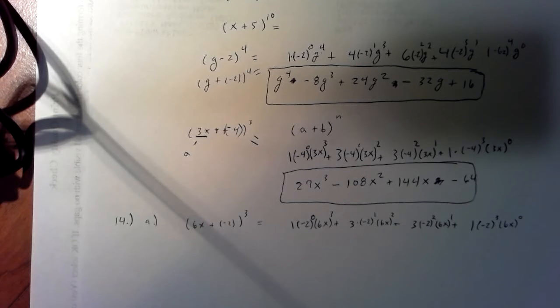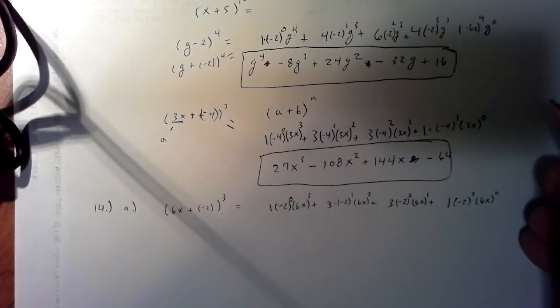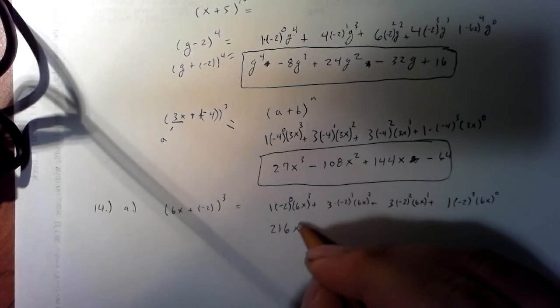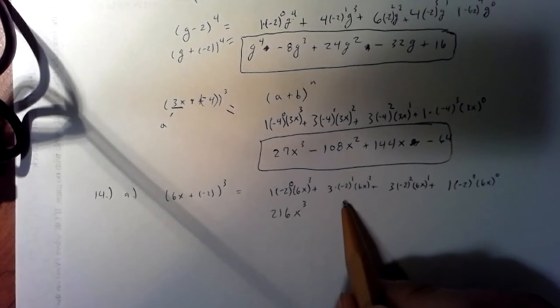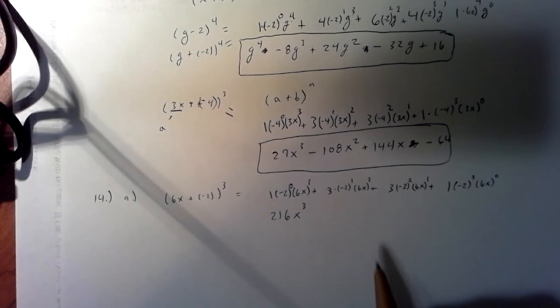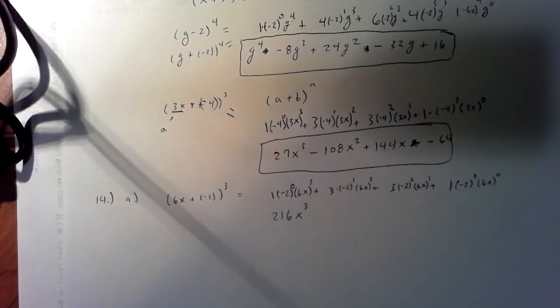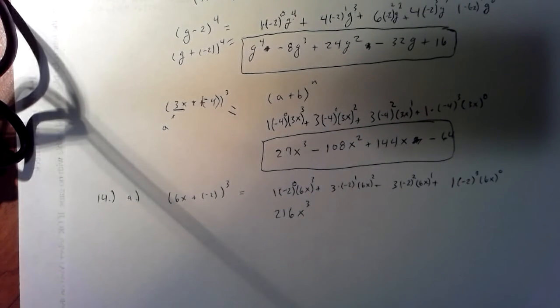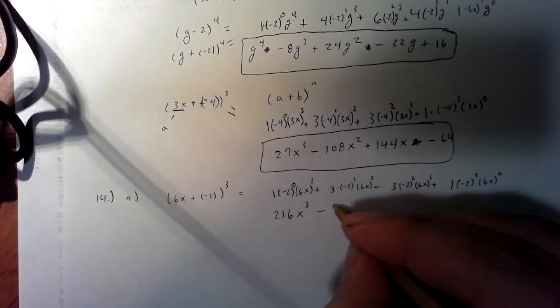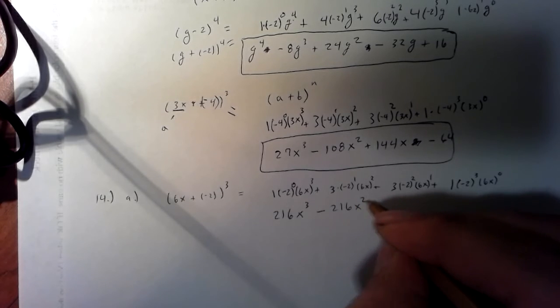Something tells me that this one, right? Hold on. This one is, yeah, 216, that's what it was. So here we get 216x cubed. And then we have plus negative, right? So that's 3 times negative 2 is negative 6. And then this is 6 times 6, which is 36. So we do negative 6 times, should be 216, right? Yeah. So we get negative 216 here. So minus 216x squared.